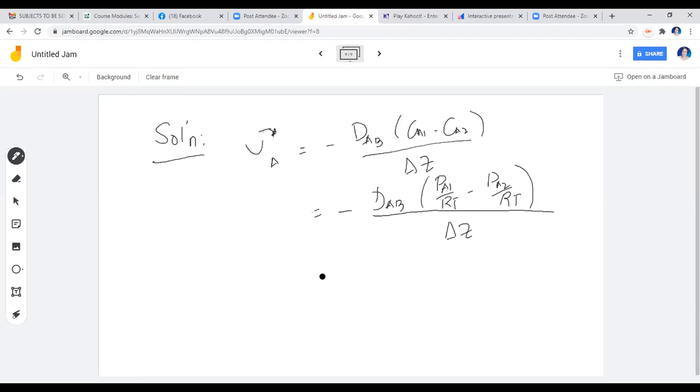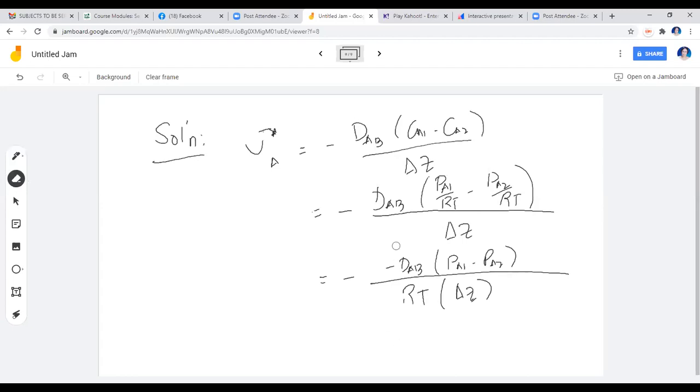And again, I'll write here negative D_AB. I will have simply the partial pressures here on top. And since both are divided by RT, I'll place RT at the denominator and multiply it by the distance traversed by A so that it can diffuse to B. So I will get this negative, double negative already. So this is it.